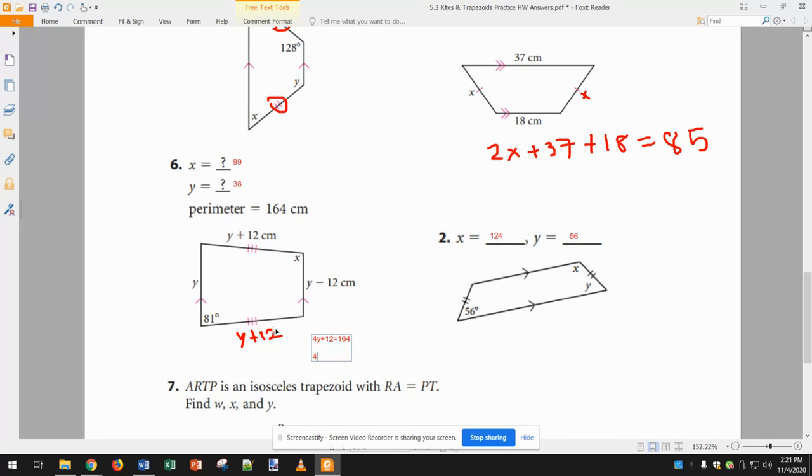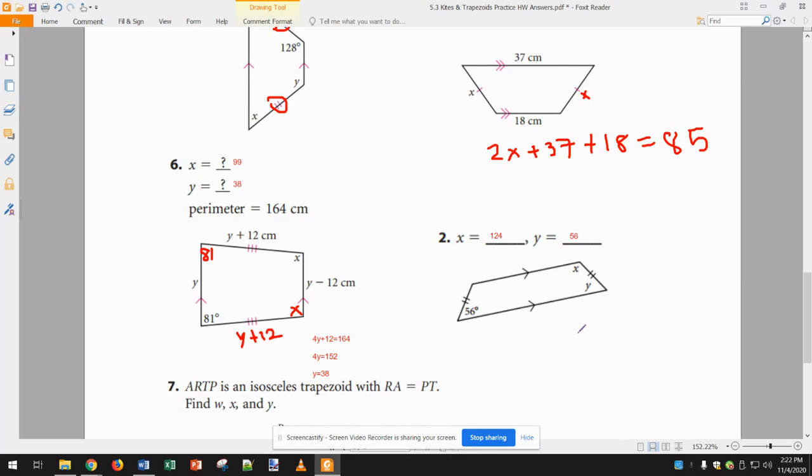So then we subtract 12 on the other side, and we get 152. And then 152 divided by 4 is 38. So y equals 38. And then to get x, since this is an isosceles trapezoid, this angle must also be 81, and this must also be x. So then 81 plus 81, do 360 minus that, and divide by 2 to get the x.